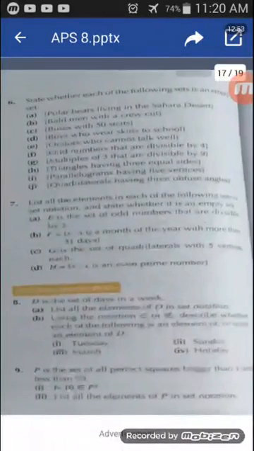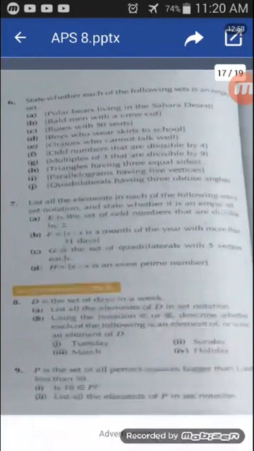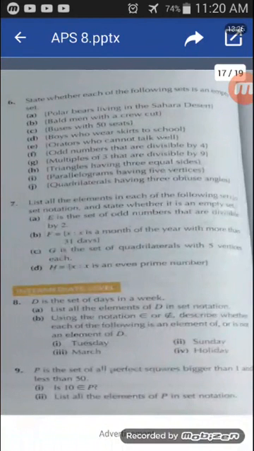Question number 6 is, state whether each of the following sets is an empty set. Part A is, polar bears living in the Sahara desert. You can search in Google or on the net, then you can easily find the answers to these questions. This is your assignment. If it is an empty set, then you write it as empty set. Empty set means null set. There is no member or element in the given set.